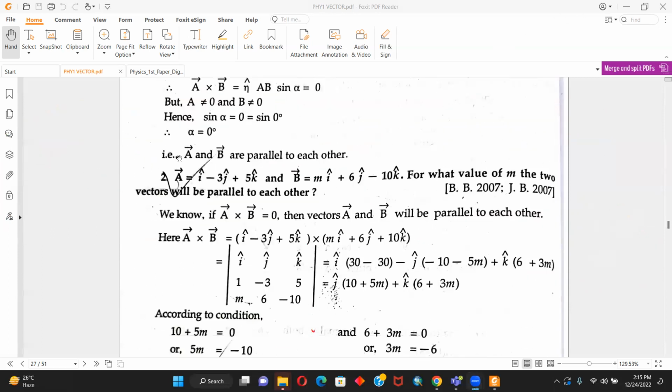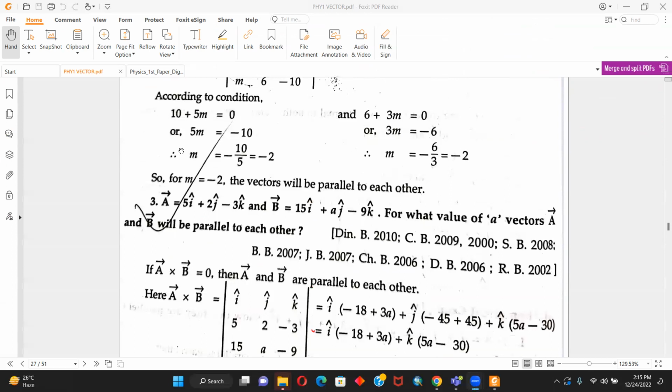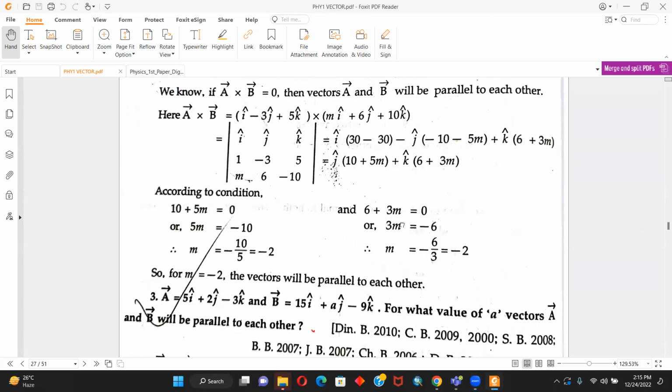All right. So now for number 3. Take a screenshot of number 3. You will do this on your own. This is very easy. You have to practice more and more.